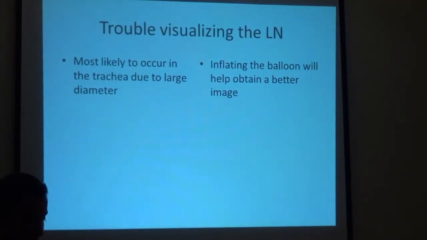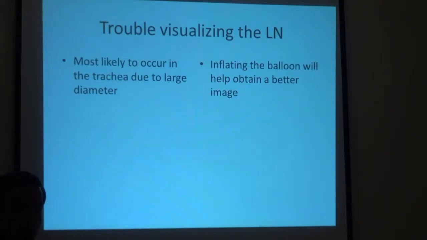The other problem is trouble visualizing the lymph nodes. This is more likely to occur in the trachea than in the distal airways. In the distal airways, the airway is small, so there's more support for the scope to be able to get opposed against the wall. You need a good opposition against the wall. In the trachea, the size is bigger, so sometimes it's harder, especially if there's a saber-sheath trachea, or there's bronchial malacia, or tracheomalacia, then it's harder.